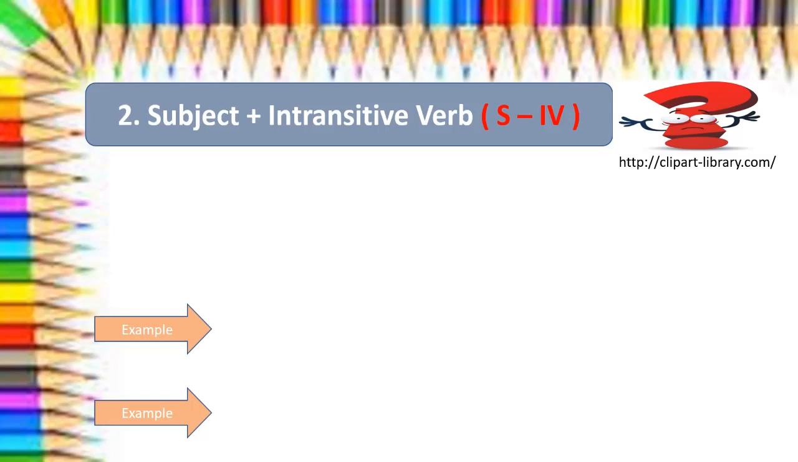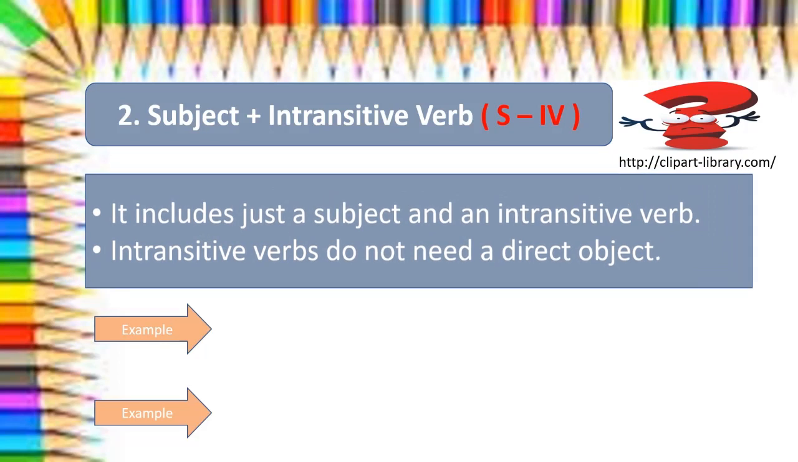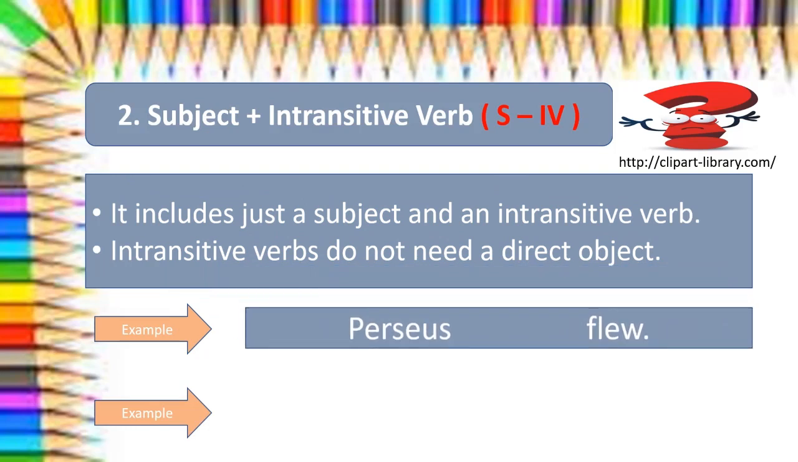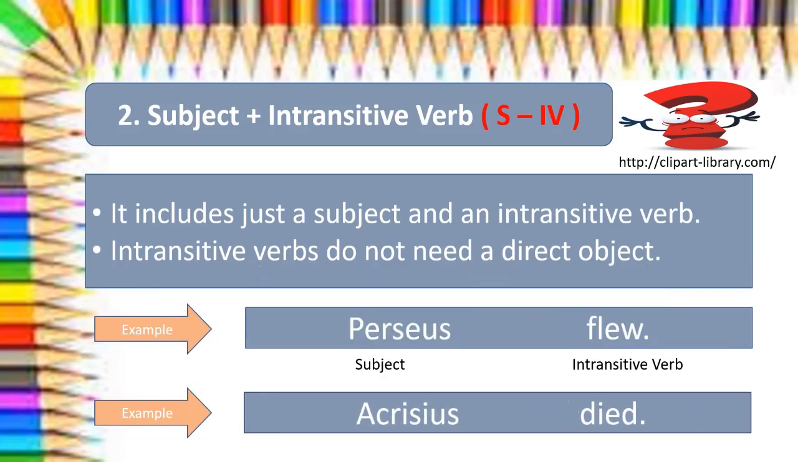Number 2 is the SIV pattern, subject plus intransitive verb. SIV pattern includes just a subject and an intransitive verb. Intransitive verbs do not need a direct object. For example, Perseus flew. The subject is Perseus and our intransitive verb is flew. It doesn't need a direct object. Another example, Acrisius died. The main subject is Acrisius and our intransitive verb is the word died.